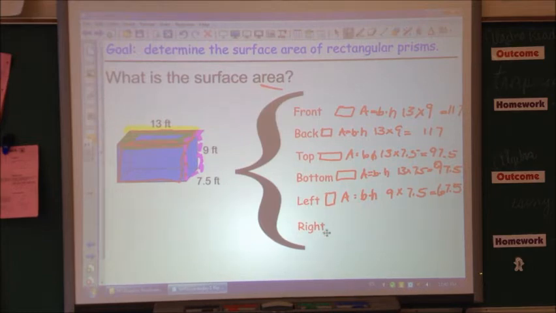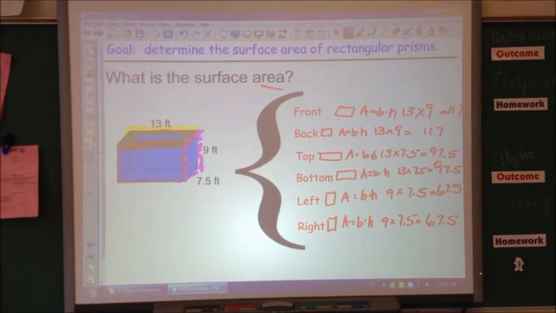And the right side is the same. So again, I'm going to draw my picture just so I know it's a rectangle. Write my formula for a rectangle, area equals base times height. Same numbers as the left side, 9 times 7.5, and I get 67.5.